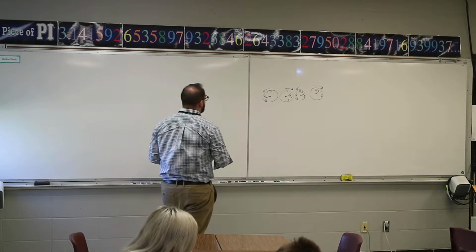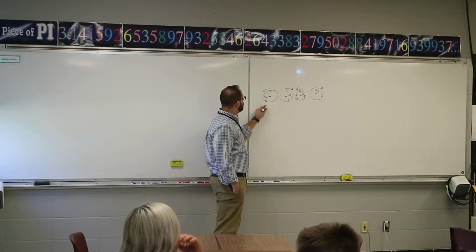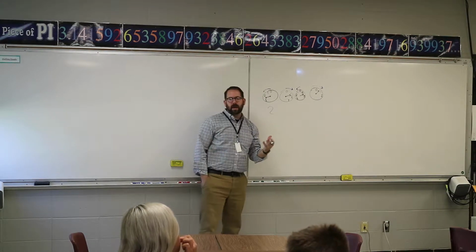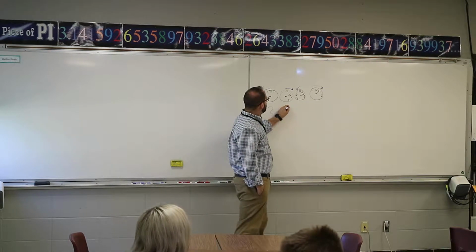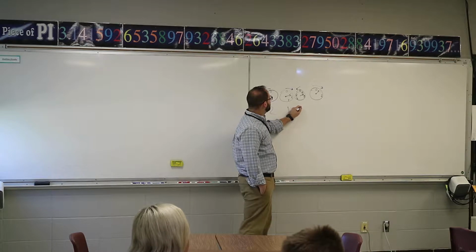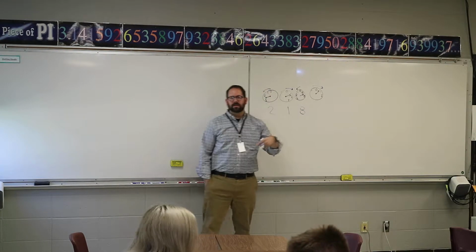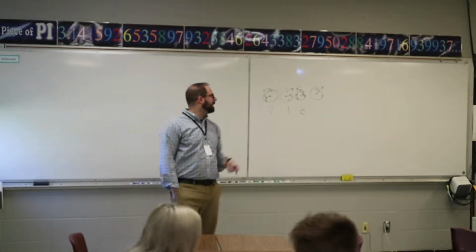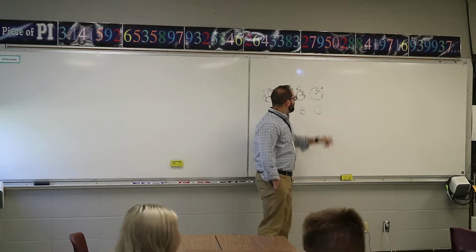0, 1, 2, 3. At this point, what number have I at least passed on this? 2. I've at least passed 2. I haven't made it to 3 yet. Passed 2. Next one. 1. Next one. 8. I passed 8. It just went past 8. It hasn't gone to 9 yet. Next one. 0. I haven't made it to 1 yet.